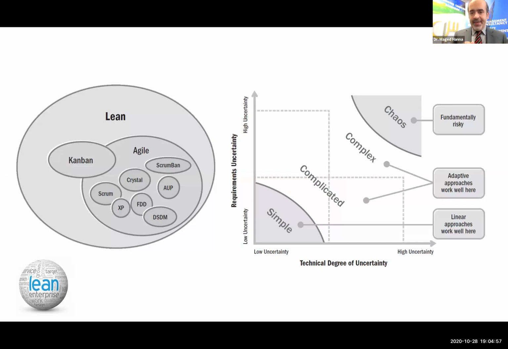Now, if you see with me on the right side, in the diagram, you see how certain you are about the project, whether you have low uncertainty or high uncertainty. That is from the technical degree of uncertainty, and up from the requirement. So look at the technical and requirement. Now, if you have low uncertainty from the technical and requirement, it means you know it.